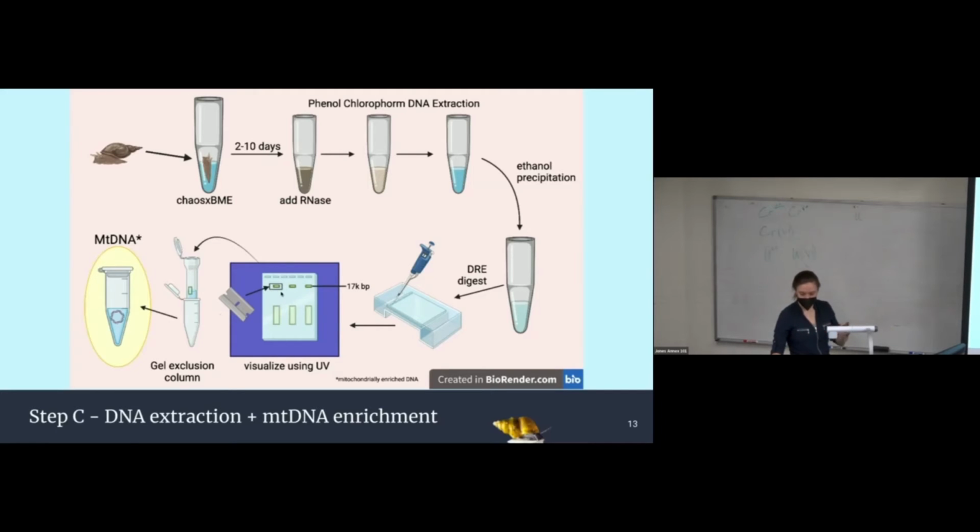So then I cut out these top bands with a razor blade, put them through a gel exclusion column, and then we have our mitochondrial DNA. It's a mitochondrially enriched DNA, right? It's not going to be pure. Here I have it as a circle, it's a line, right? Just for clarity because it's a plasmid, right?